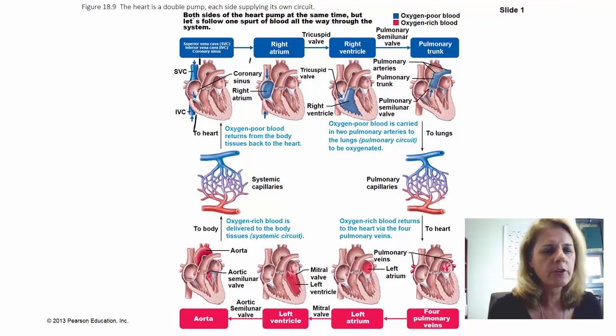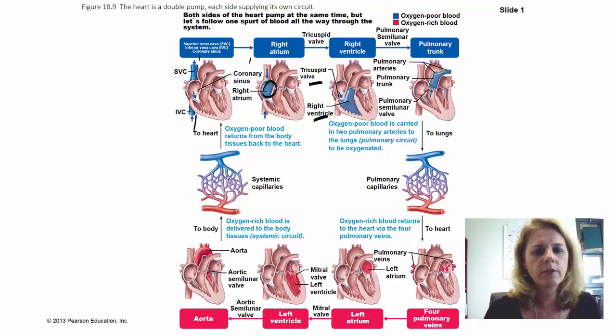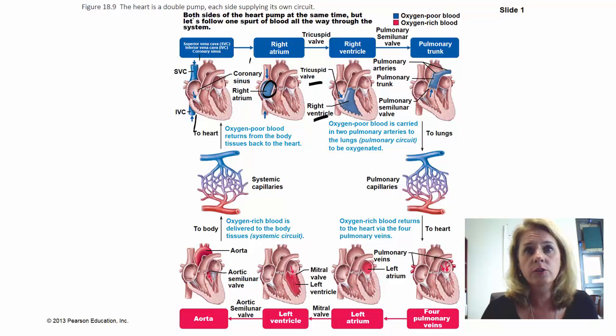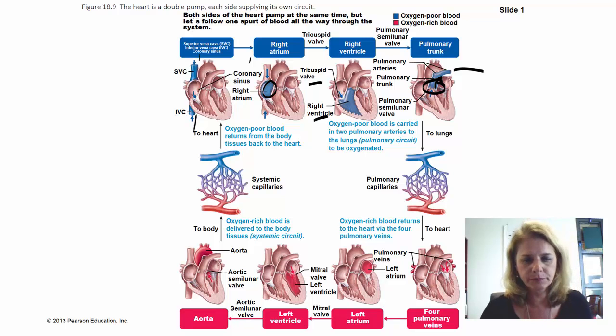So blood will return from the superior vena cava, the inferior vena cava, and the coronary sinus to the right atrium, okay? The blood will fall through, you've got to remember the valves, the tricuspid valve, so right atrium through the tricuspid valve into the right ventricle. The right ventricle will contract. That will send the blood, got to do the valves, through which valve? The pulmonary semilunar valve, out to the pulmonary trunk to the pulmonary arteries.